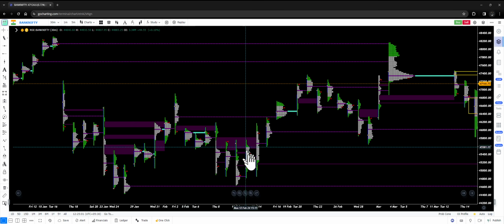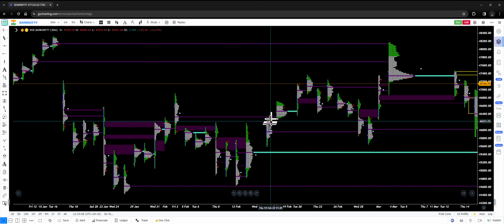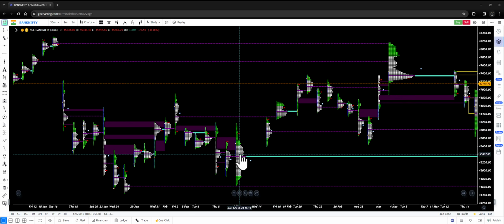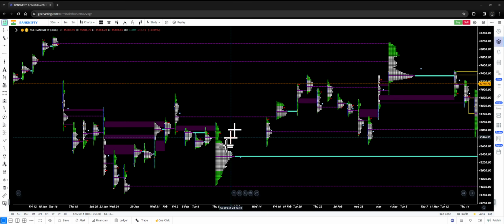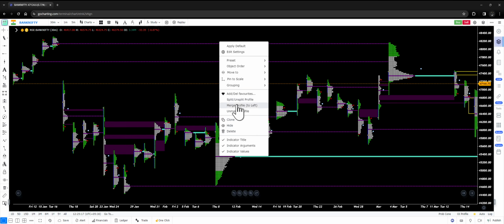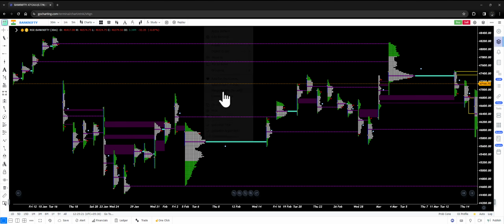So like this, you see again a range after which the market broke out here. You can do the similar thing, merge to the left, and you will find really good and interesting stuff for longer time frames. Even if you're investing, it is really good stuff that you can find. Okay, so you can just merge these balance areas and you will find something really interesting.